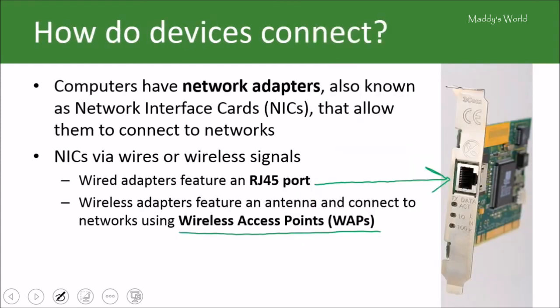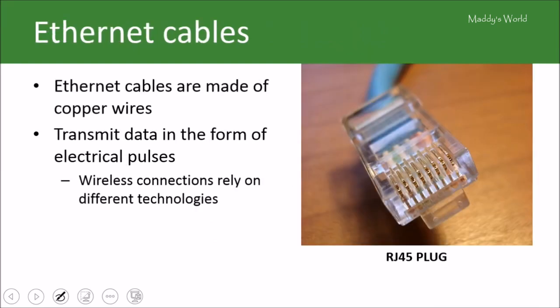Of course, if we take a look at our RJ45 port, we have to have something that we can connect that with. And that is an Ethernet cable. Ethernet cables are made of copper wires. They transmit data in the form of electrical pulses. Wireless communications rely on an entirely different technology, radio signals. So keep in mind that copper cables transmit data in the form of electrical pulses.